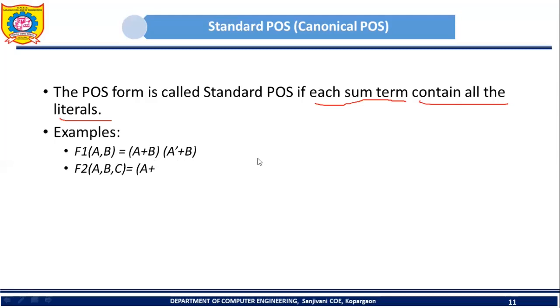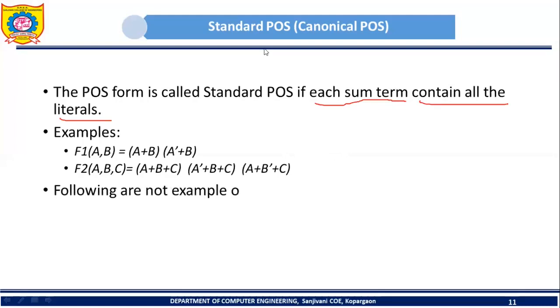Consider one more example. F2 function. Whether it is standard POS? Yes. Because in this second function, how many sum terms are present? 1, 2, 3. So whether all these sum terms contain all the literals. In this function, how many literals are present? 3. So in this sum term, we have 3 literals. Here also we have 3 literals. Here also we have 3 literals. So I can say that this particular function is also in standard POS form.